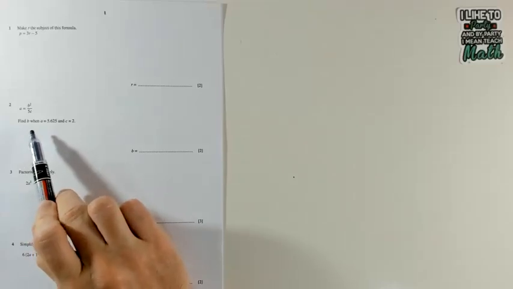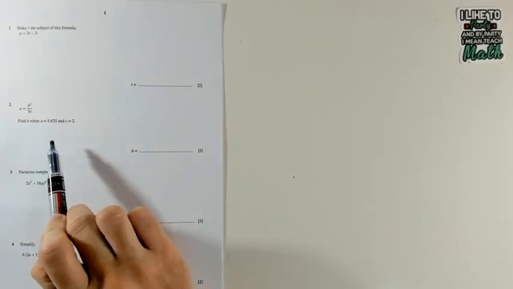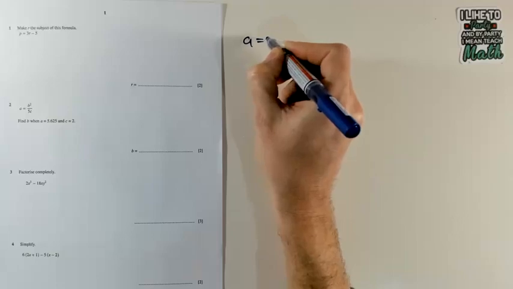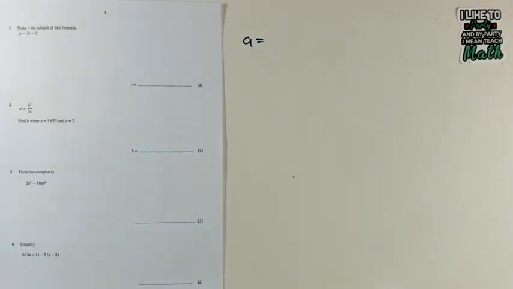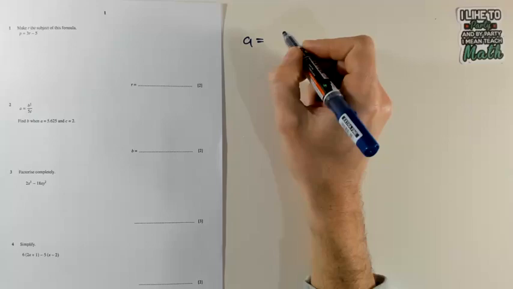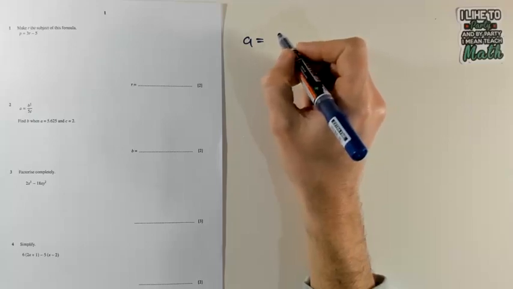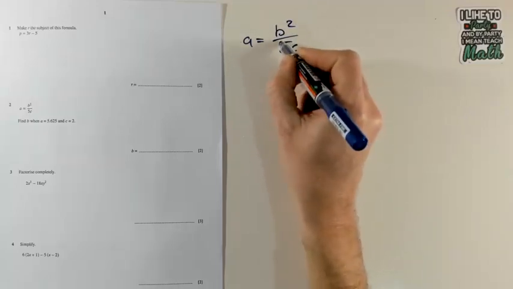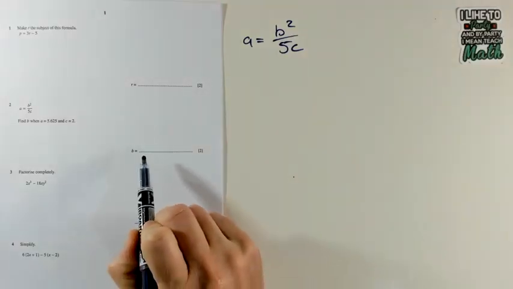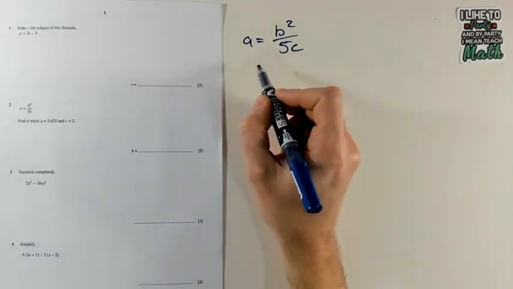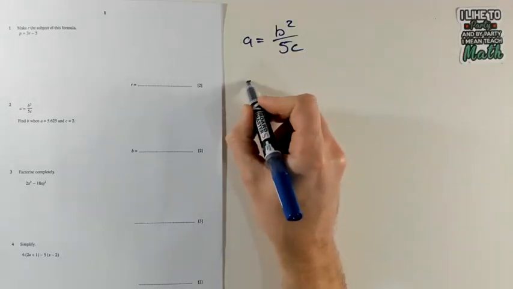Question 2, find B when A. Okay, so this is a calculator paper, just FYI. I'll get my calculator and put in what I would write. A is B squared minus 5C. The idea would probably be to get B as the subject first, which would maybe make our lives easier, but I'll just substitute and then see what happens.